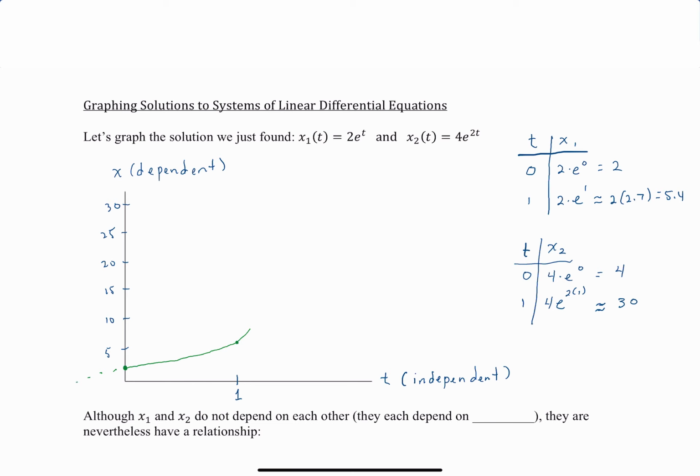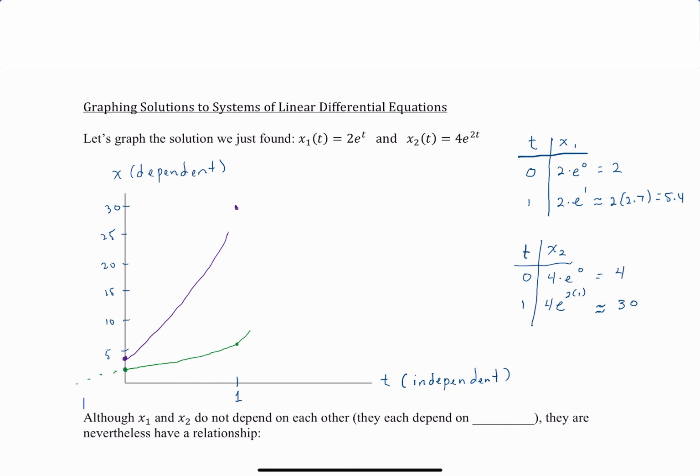And then for x2, that starts at 4, which is about there. And at 1, it's up at 30. Again, it's an exponential curve, so it's going to have this typical exponential shape. Okay, so this is x1 of t, which is 2e to the t, and the steeper one is x2 of t, which is 4e to the 2t.